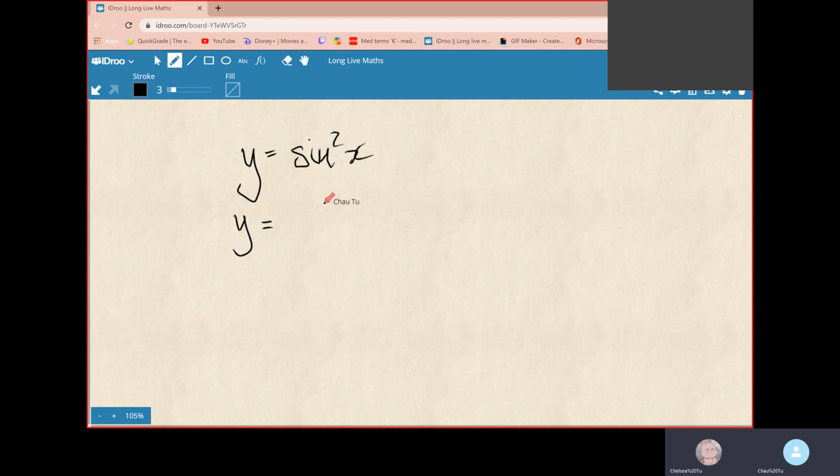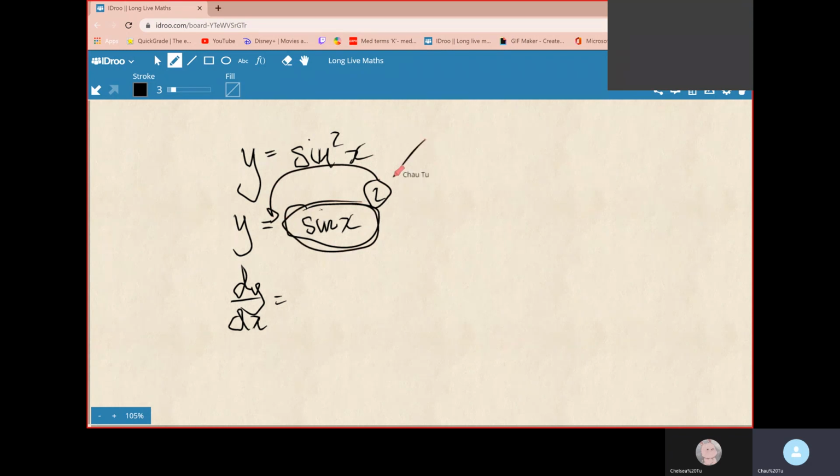So imagine this as being like a bubble squared, because that's what it is, sine x squared, right? You bring the power to the front. So now you can differentiate it. This is you using the chain rule. So dy by dx equals what? The 2 comes down, the bubble stays the same, the power gets minus by 1, and then you times the derivative of the bubble itself.